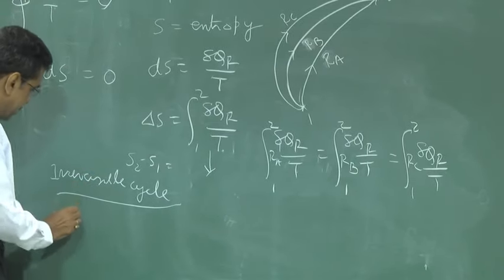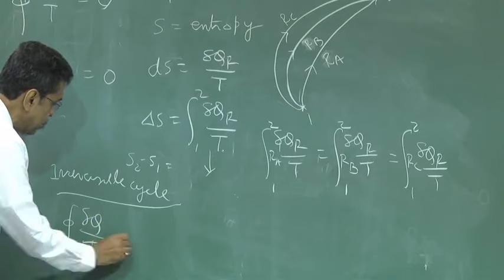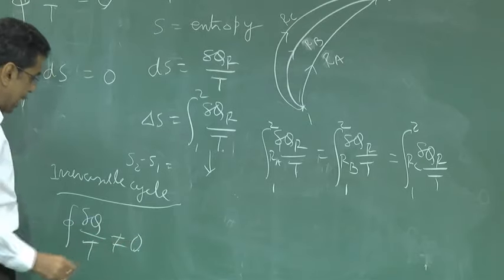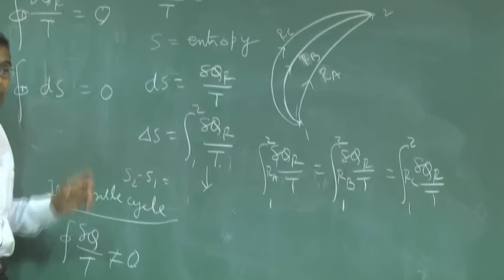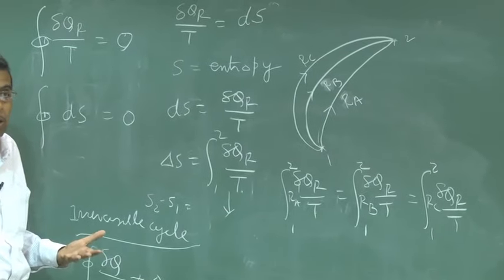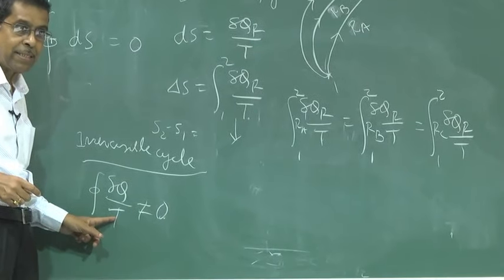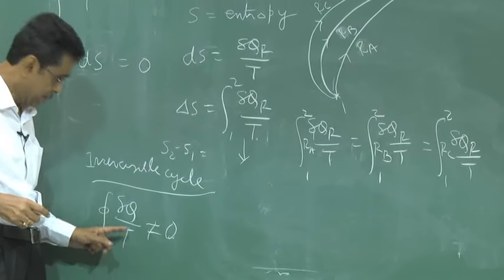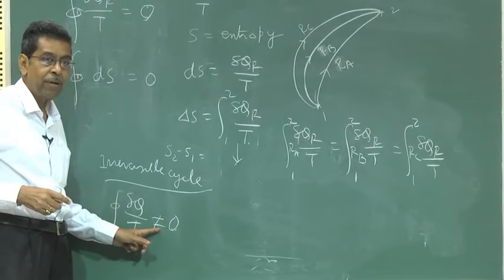For an irreversible cycle, the cyclic integral of del q by T is not equal to 0, because we have proved the cyclic integral of del q by T equals 0 provided the cycle is reversible. So, in case of an irreversible cycle, whether this temperature is the source or sink temperature or the temperature of the working system, the cyclic integral never equals 0.